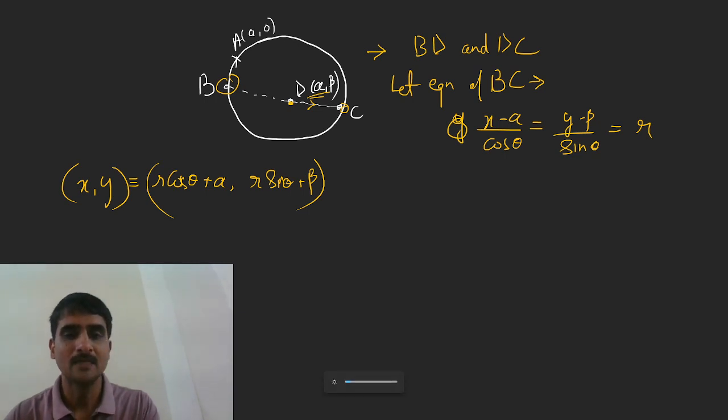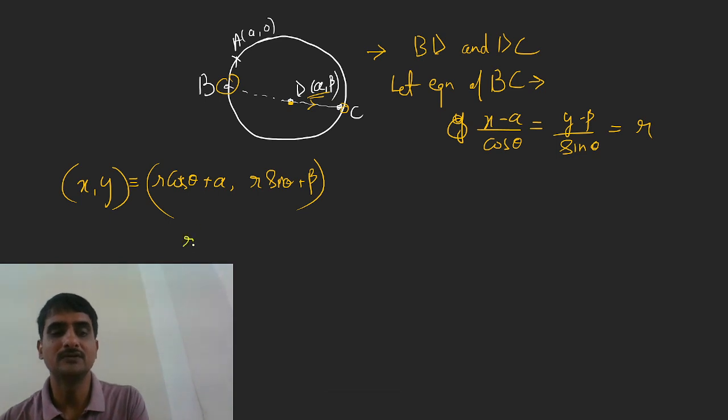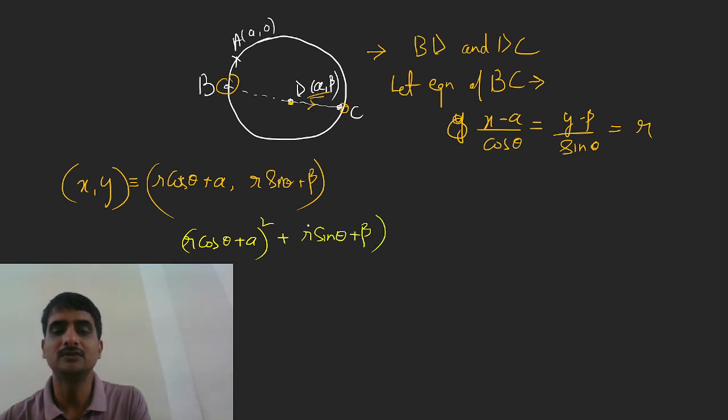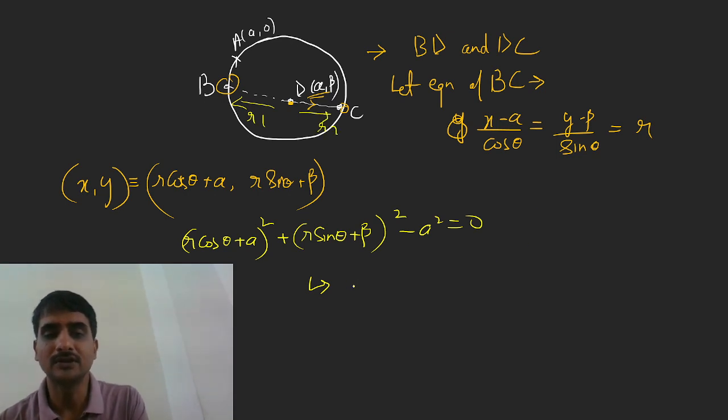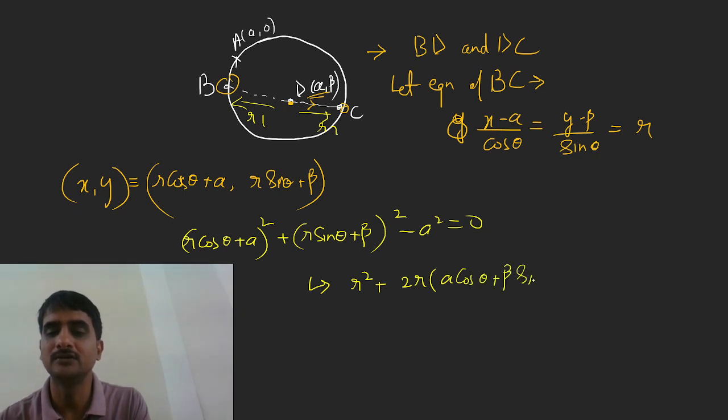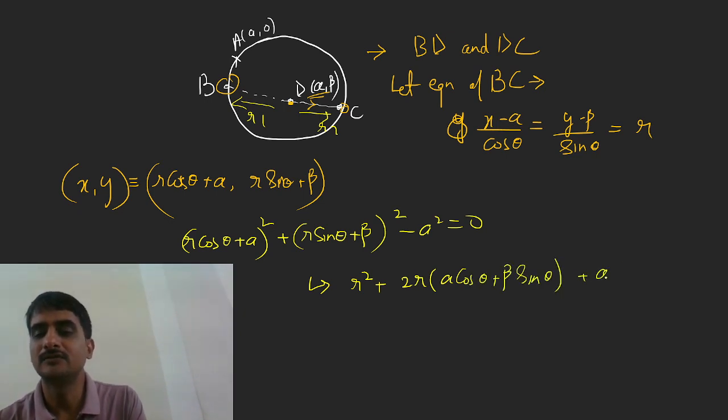So what do we get here? Once we substitute it in the equation of the circle, it's (r cos theta plus alpha) whole square plus (r sine theta plus beta) whole square minus a square equal to 0. That gives us a quadratic in r. We will consider the roots to be R1 and R2. So let's quickly get it. It's r square plus 2r, which is common, times (alpha cos theta plus beta sine theta), and then alpha square plus beta square minus a square equal to 0.